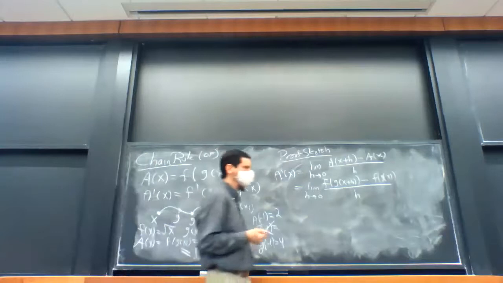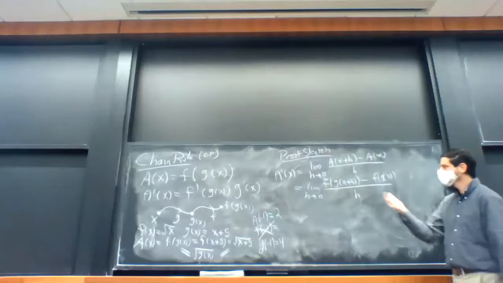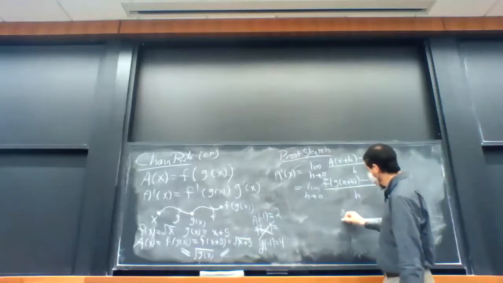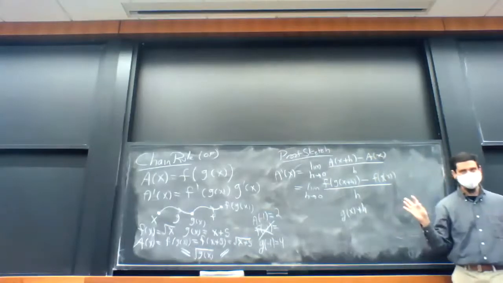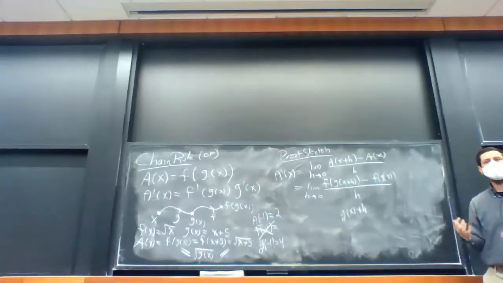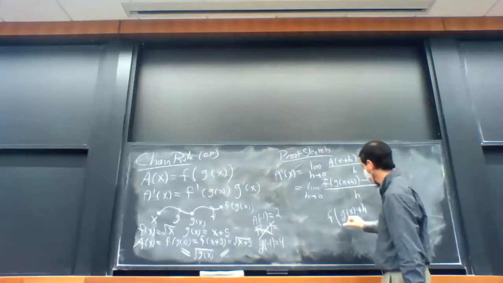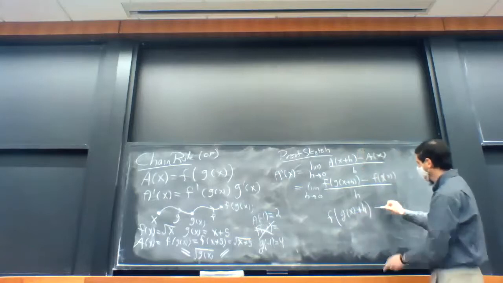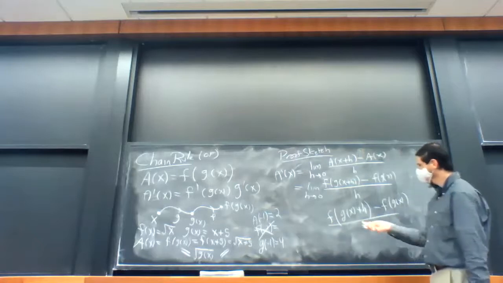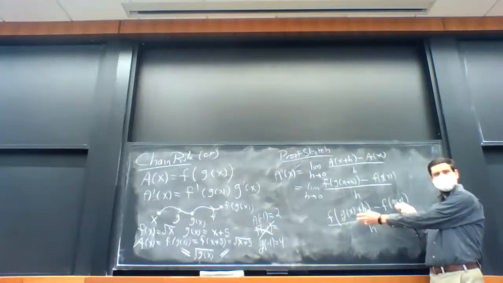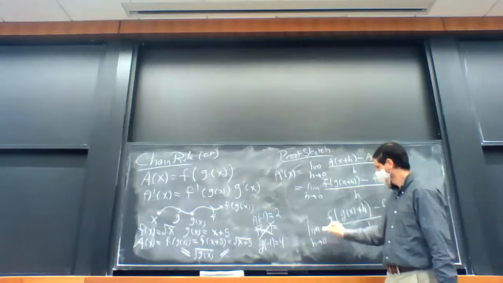What I'm going to do now is something completely illegal, just to see what happens. Instead of having g of x plus h, what if that was just g of x plus h instead? It's not. I know it's not, but let's just see what would have happened. If that was g of x plus h, then we would have f of g of x plus h minus f of g of x over h. Ooh. So does that look like anything you've seen before? What does this look like?